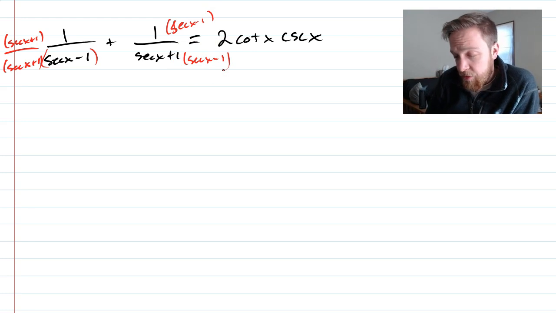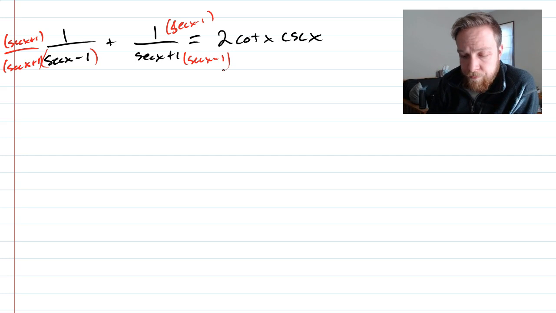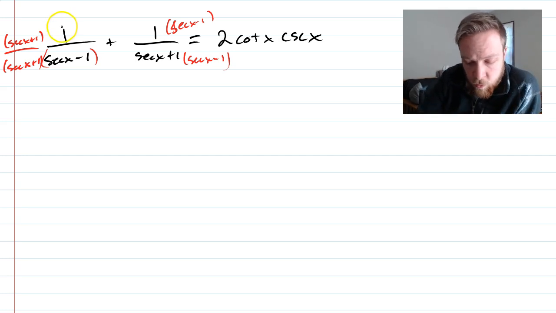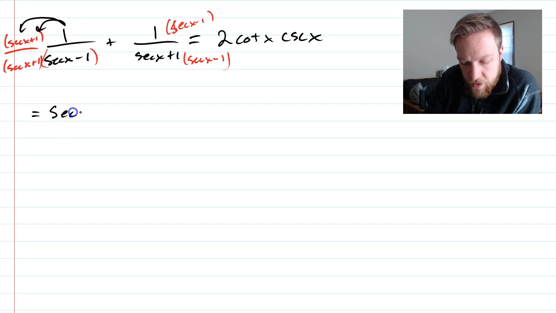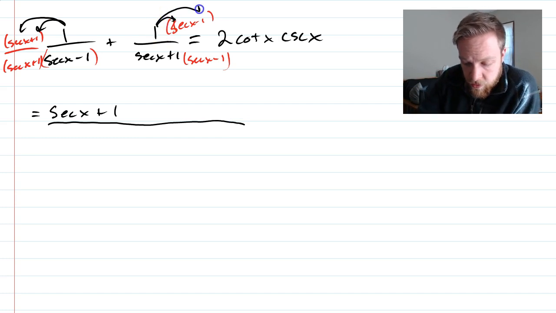And you might be seeing that this is kind of familiar from before, because on the bottom you have that plus minus pattern, which is the difference of squares. But first, let's do the top here. 1 times this is just going to be secant x plus 1. And I'm drawing a line all the way across because it is over the same denominator. We'll just make one big fraction. And then when we distribute this, it's going to be plus secant x minus 1.